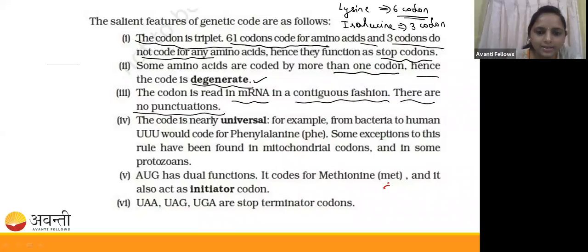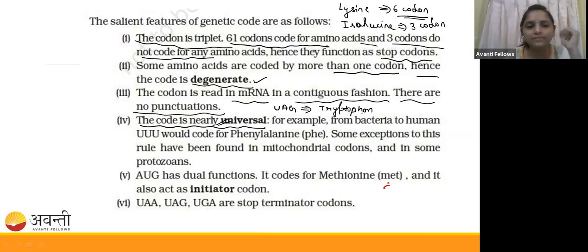Okay, now let us come to the code being nearly universal. I am telling you it is nearly universal, not perfectly universal. Nearly universal means, for example, in humans leucine is coded by one particular codon, and in bacteria and other animals it is coded by the same codon. That is called universal, but it is given as nearly. For example, in mitochondria the stop codon UAG codes for tryptophan, an amino acid.